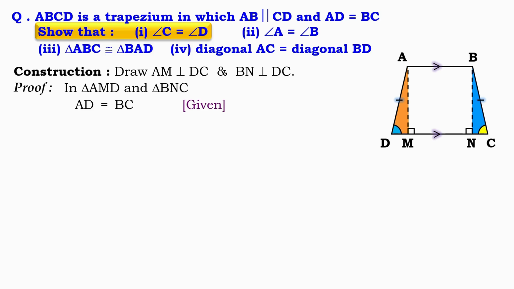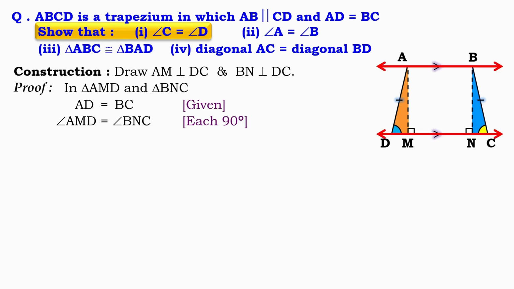So now, we have to check in triangles AMD and BNC. If we can prove that these two triangles are congruent, then we can clearly say that angle C equals angle D. So let's take a look if there is anything possible in these two triangles to prove the congruence. So in this case, AD equal to BC, that is already given, right? And angle AMD equals angle BNC, because these are 90 degrees, because we have drawn the perpendicular. So 90 degrees will be equal.